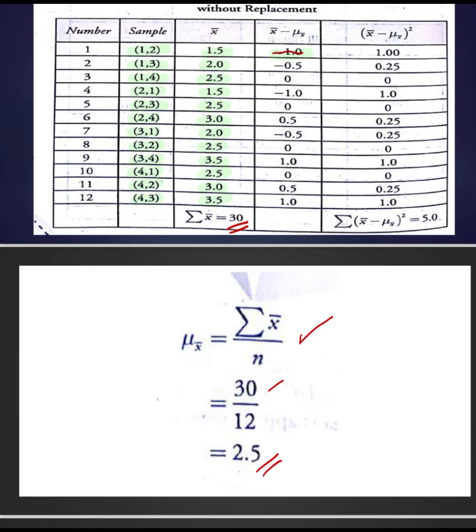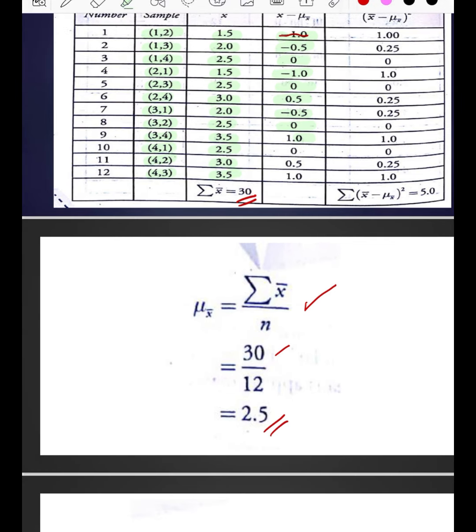2.0 minus 2.5 is equal to negative 0.5. 2.5 minus 2.5 is equal to 0. 1.5 minus 2.5 is equal to negative 1.0. 2.5 minus 2.5 is equal to 0. 3.0 minus 2.5 is equal to positive 0.5. 2.0 minus 2.5 is equal to negative 0.5. 2.5 minus 2.5 is equal to 0. 3.5 minus 2.5 is equal to 1.0.